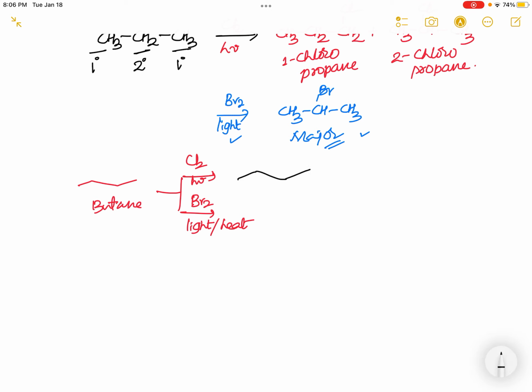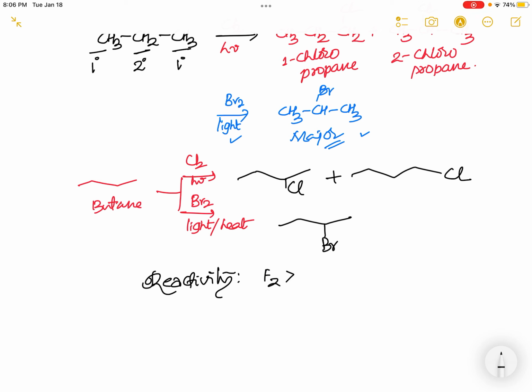Chlorination means you can take chlorine at this place, chlorine at this place, first place, second place. But bromination, blindly you take secondary or tertiary type. The reactivity order is: fluorine is too violently reacting, that's why we don't use fluorine here. Chlorine, then bromine, then iodine.